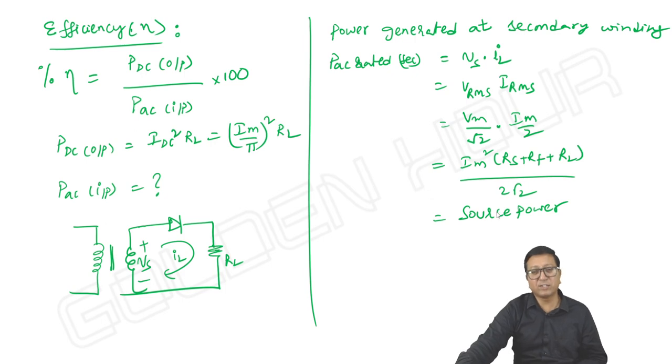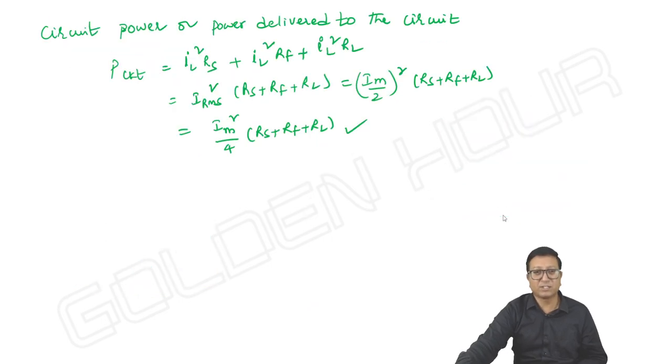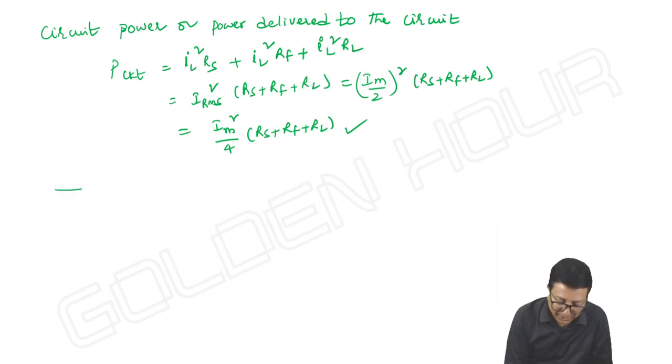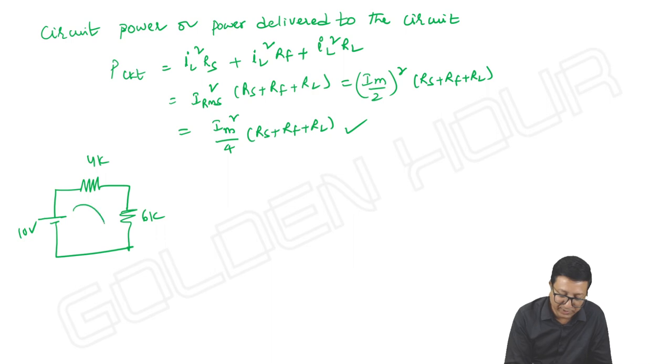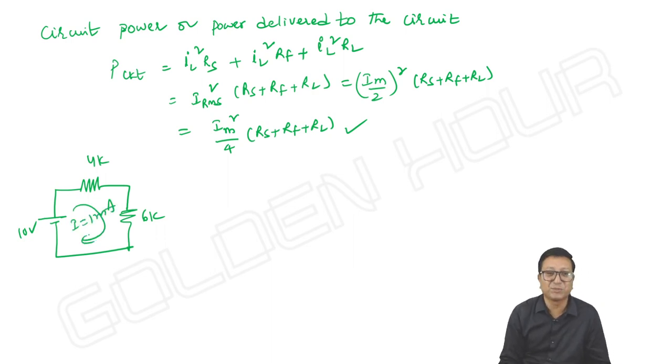In that case, what should I take as my input voltage? And why are you getting it so? Why are you getting two controversial things, two different answers? Just as an example, I have one circuit like this, some 10 volts, 4K, 6K. So the current flowing is 1 milliampere. The same example I took so many times.